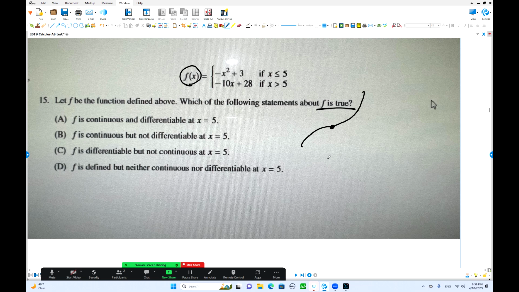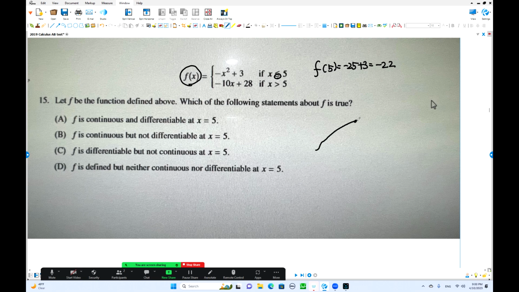Same height, continuous. Different height, discontinuous. Okay? So where is it continuous? When x equals 5, the actual value over here. When x is 5, what is the actual value? f of 5 equals how much? Negative 25 plus 3, negative 22.